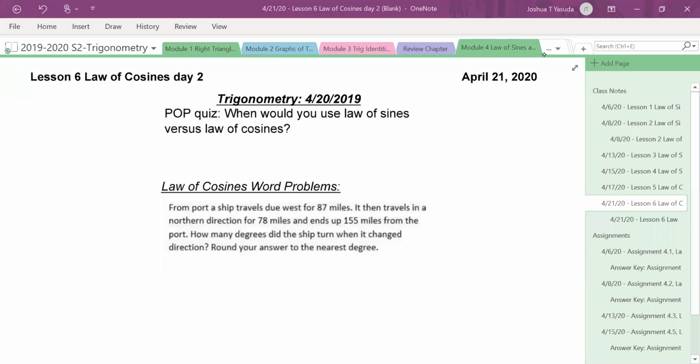All right, so welcome to today's lesson. We're going to be continuing our discussion on law of cosines here.